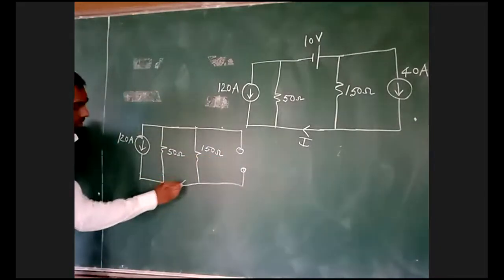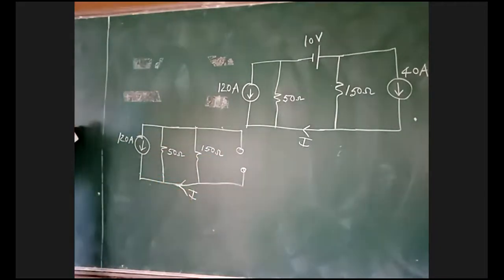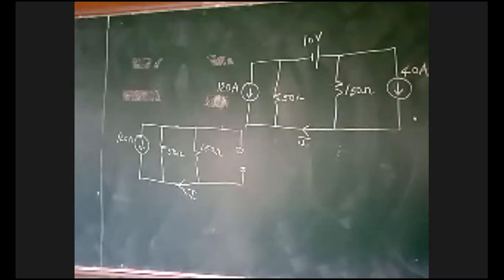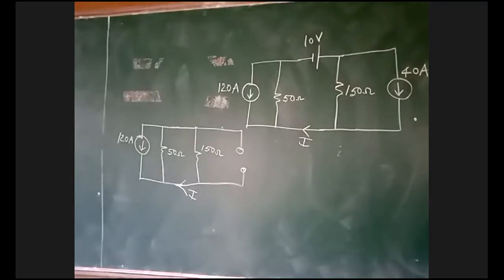So in the problem, he is asking us to determine the current I. Now I will determine the current I by considering the 120 ampere source. See here, what can we apply? Mesh analysis or nodal analysis or current divider. If you apply which method, we'll get this current I easily? The current divider rule. If you apply the current divider rule, we can easily get the answer for I.